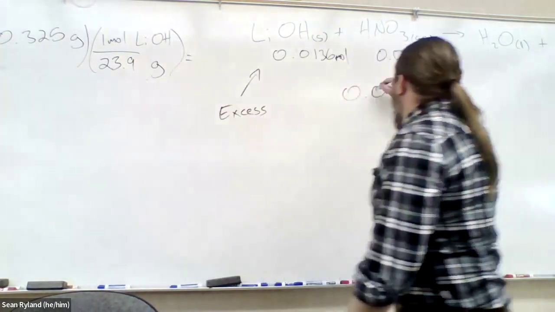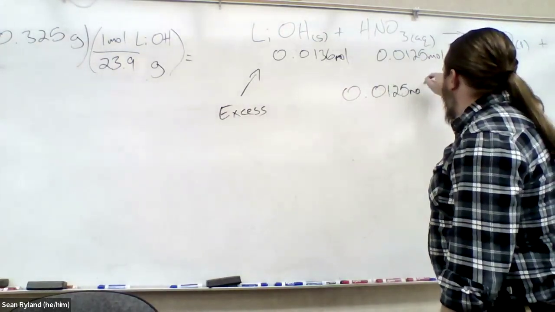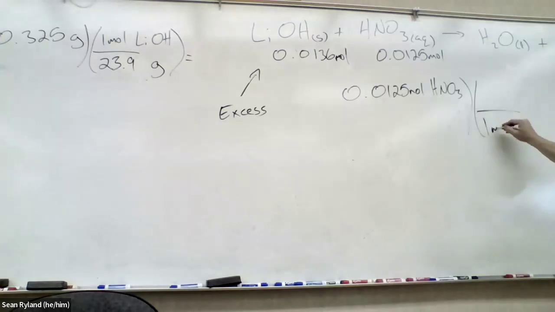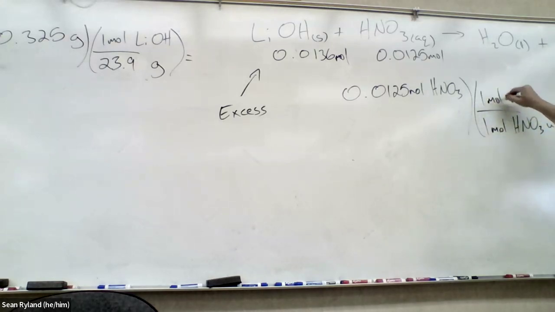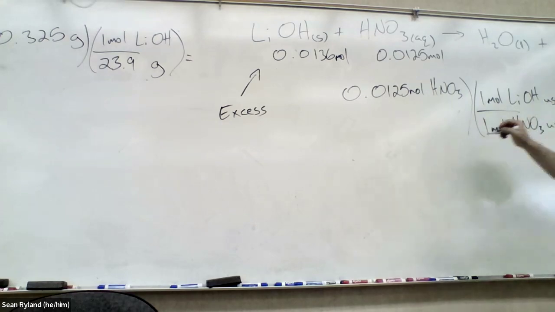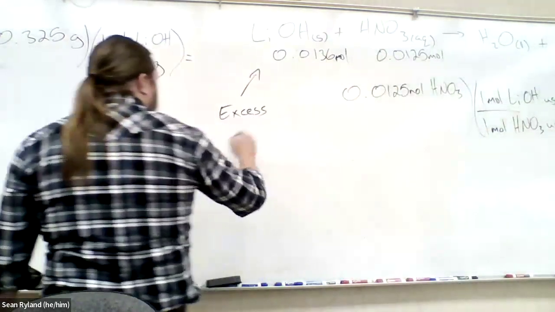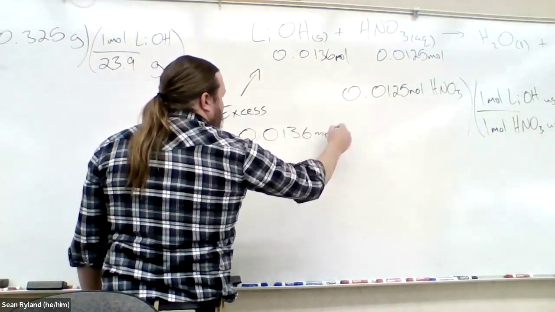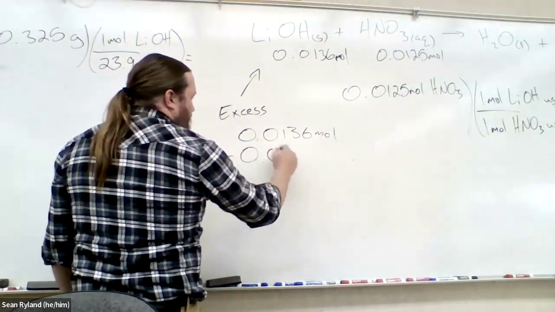Because every 1 mole of nitric acid is 1 mole of lithium hydroxide used, so we can just subtract it. All right, 0.0125 moles HNO3. Every 1 mole HNO3 used is 1 mole of lithium hydroxide used. So 1 to 1. So our excess lithium hydroxide is going to be what we start with minus what we use.